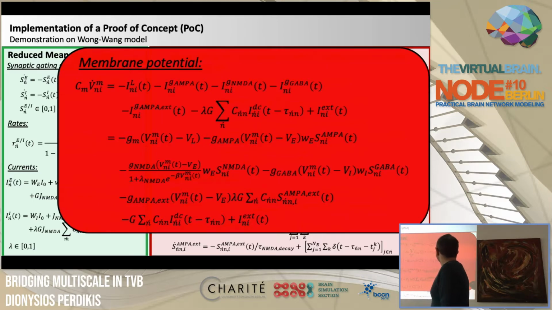And similarly for the GABA synapse, which is here. It's also a linear synapse, so it has a conductance, the difference with the inhibitory reversal potential, and the synaptic gating variable for the GABA synapse. NMDA has a more complicated nonlinear expression that you see here. The other inputs I will explain later, as I said. So we have a potential, it receives currents, currents come through synapses. That's the short story.